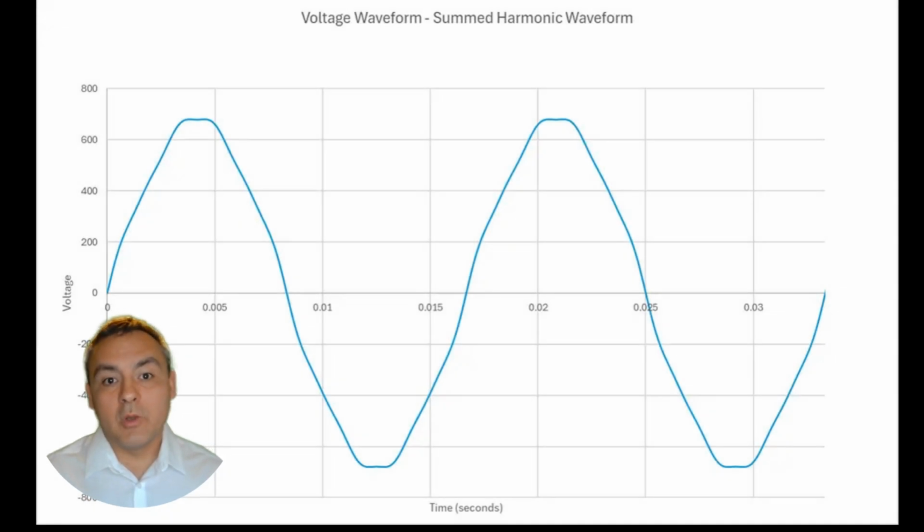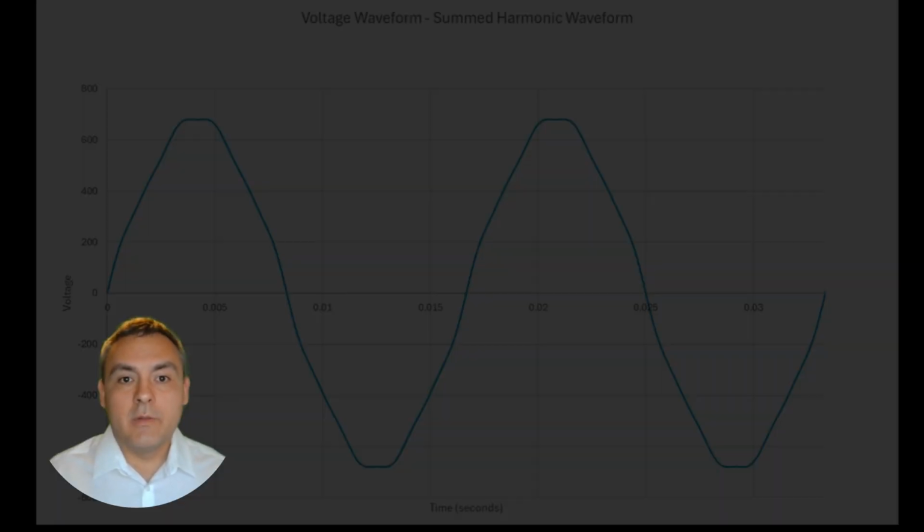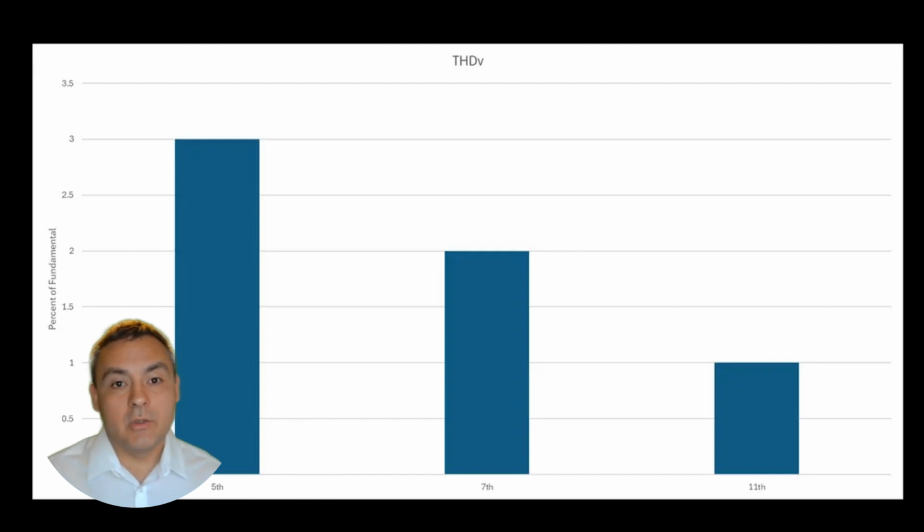Today, I want to talk about the effect of high harmonics on conductors and give an example. Our first video introduced an example waveform of 480 volts AC with 3% on the fifth harmonic, 2% on the seventh harmonic, and 1% on the 11th harmonic. Remember, the waveform looked like this. And remember, the THDV plot looked like this. We calculated our THDV to be 3.74%.